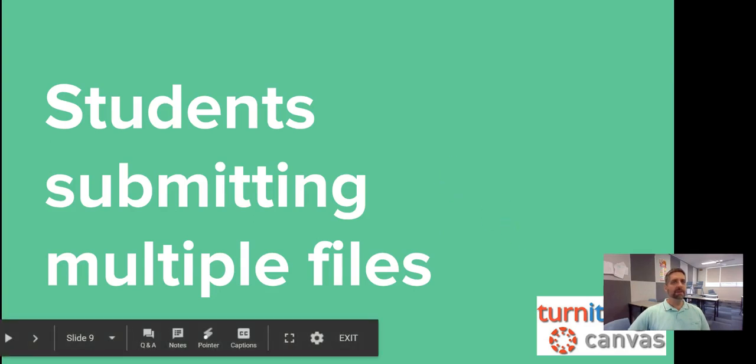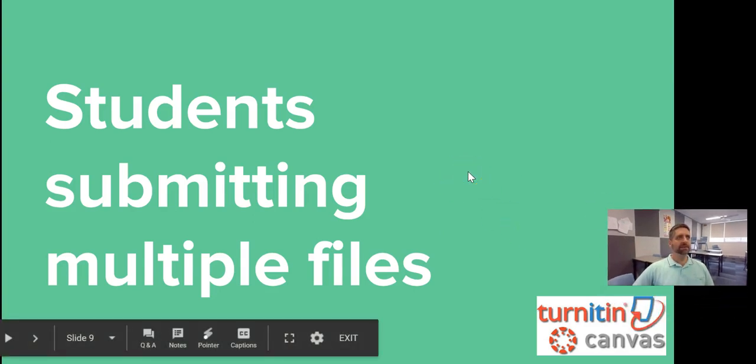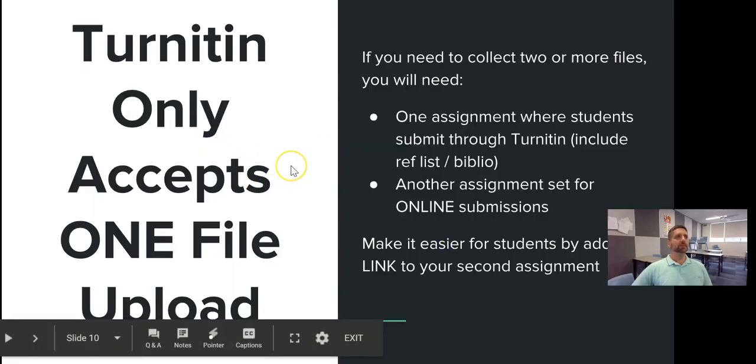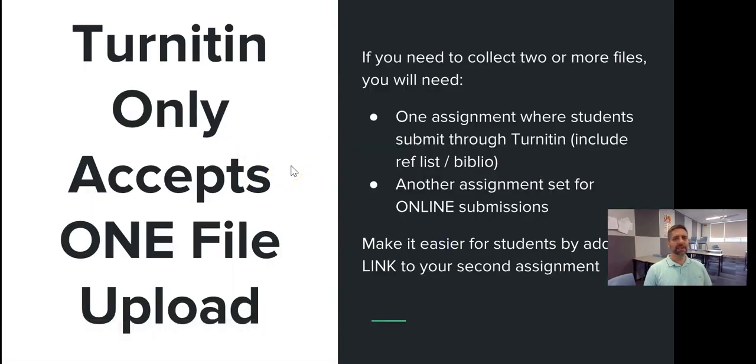You might find that if you're anything like me, you sometimes have to have students submit multiple files. So they have the actual assignment itself, all written out with the bibliography or a reference list down the bottom, and then they also have to provide supplementary materials, such as audio exemplars, scanned appendices, scanned scores, and things like that. Well, Turnitin will only accept one file upload, which is not a huge problem, but it takes a little bit of management. So you'll need to create 2 assignments if you want to do that. One assignment is where the students submit through Turnitin, and they include the reference list and bibliography in there so that you can see it later.